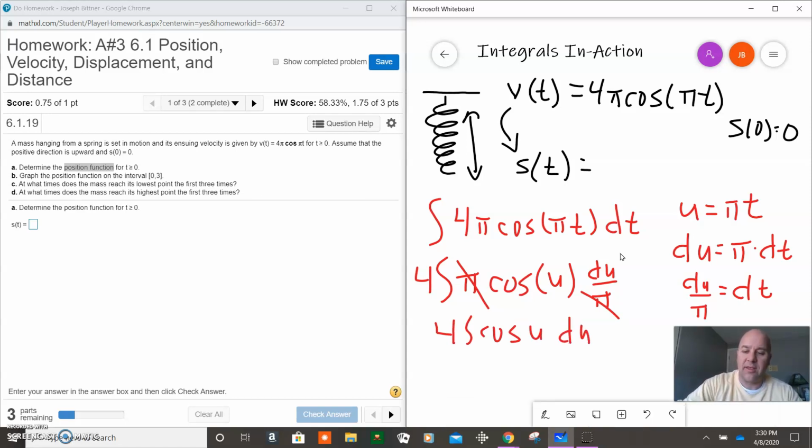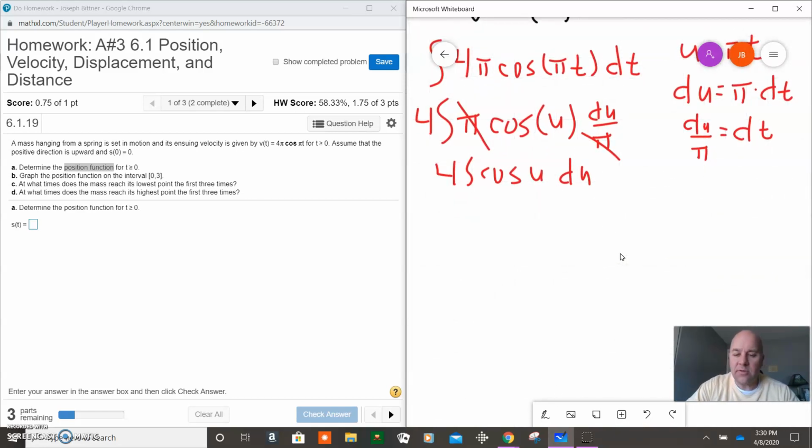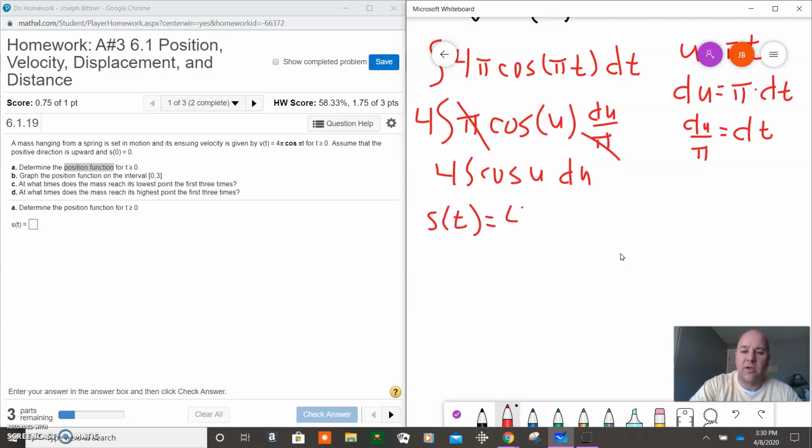Wow, I hope you can read that. Let me scroll this up a little bit. And once you take the antiderivative of this expression, the function is going to be s of t equals 4 sine of u, and u was originally pi t, so 4 sine of pi t plus c. Now, looking at this, you're technically supposed to go back and look at what the initial value was.